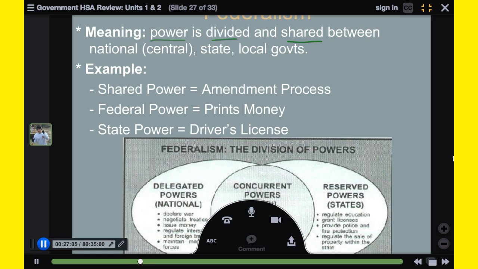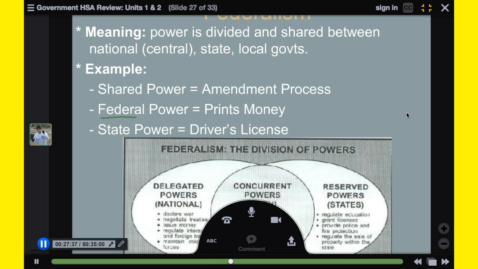So you'll notice how sometimes we get these concurrent powers, powers that are shared. For instance, in the amendment process, it's up to Congress to propose amendments. However, states must ratify amendments before an amendment officially becomes part of our Constitution. A power specifically given to the federal or national government. Don't get confused. Federal, national, central, they all mean the same thing.